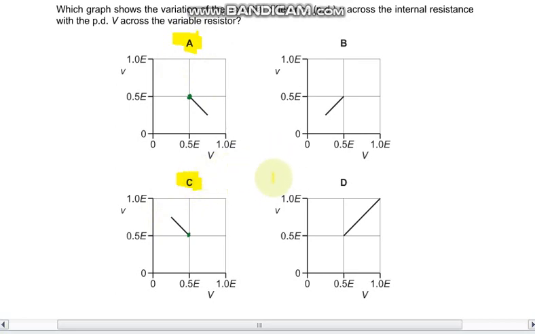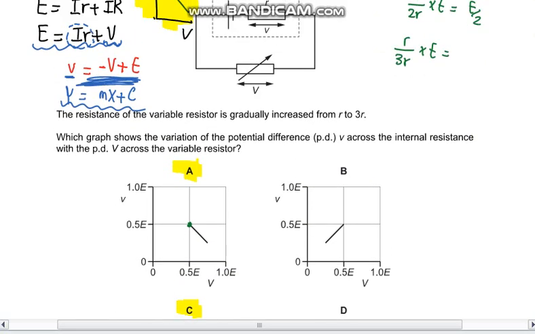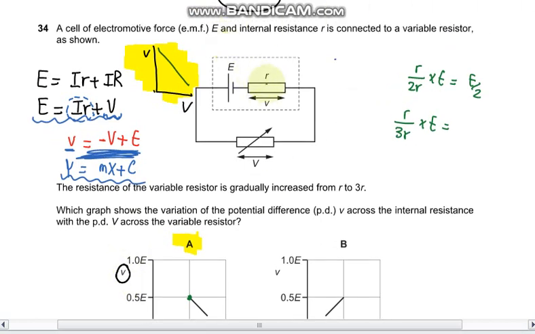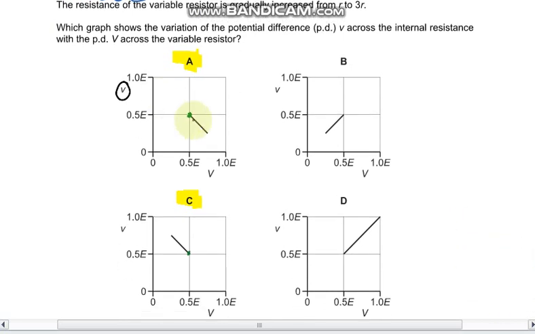So from the options we have either A or C. B and D are eliminated. Now let's see, when the external variable resistor is R, what is the potential difference across the internal resistance? What is the value of v? When it is R, that would be R over 2R into E, so that would become E by 2. So E by 2 would be across this and E by 2 would be across the variable resistor. So initially it would be over here, 0.5, or over here, so that's the same.